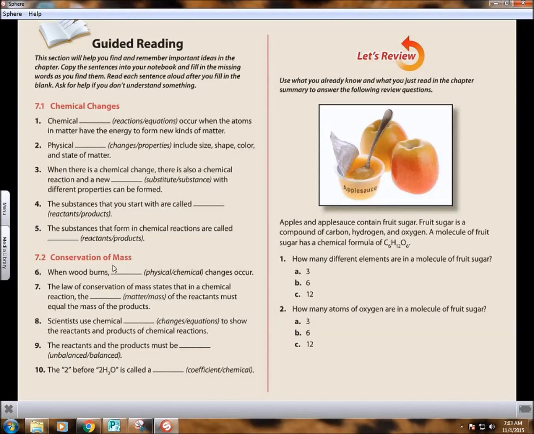7.2 Conservation of mass. When wood burns, chemical changes occur. The law of conservation of mass states that in a chemical reaction, the mass of the reactants must equal the mass of the products. Scientists use chemical equations to show the reactants and products of chemical reactions. The reactants and the products must be balanced. The 2 before the 2H2O is called a coefficient.